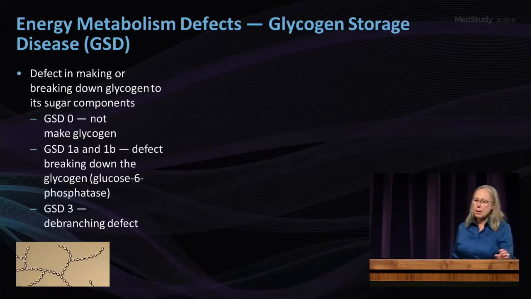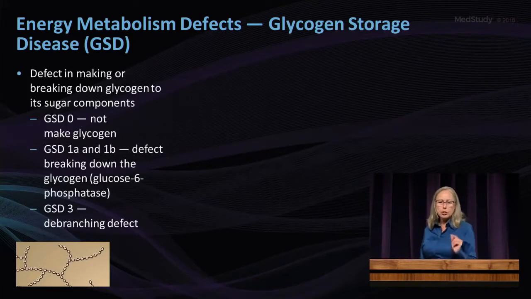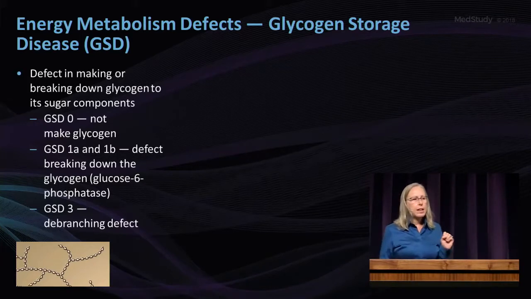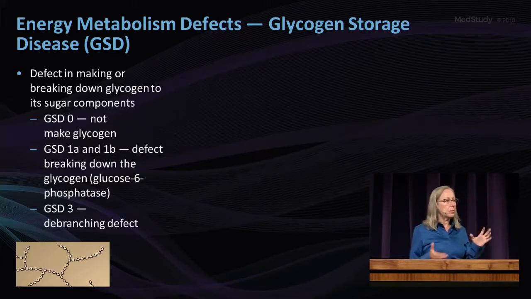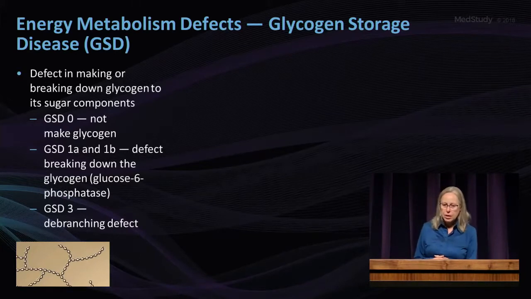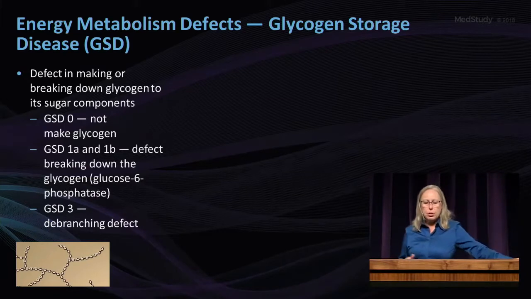This is a defect in making or breaking down glycogen and its sugar components. GSD 0, actually you can't even make the glycogen, so you won't get a big liver. But you can't even store anything to go get from the store to make your glucose. GSD 1A and 1B, the defect is in breaking down glycogen due to glucose 6-phosphatase deficiency, and GSD 3 is a debranching enzyme. So here's your glycogen for the debranching. You get down to a certain amount, and then you have to take the stub and put it on the end of another one so you can eat away at the glucose that way.